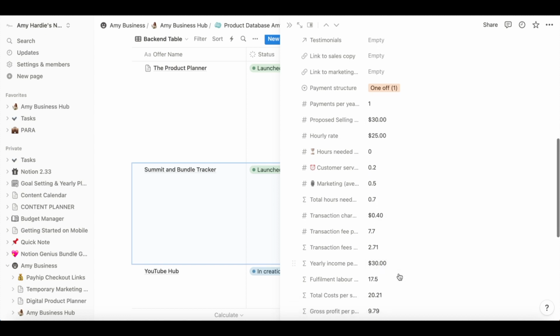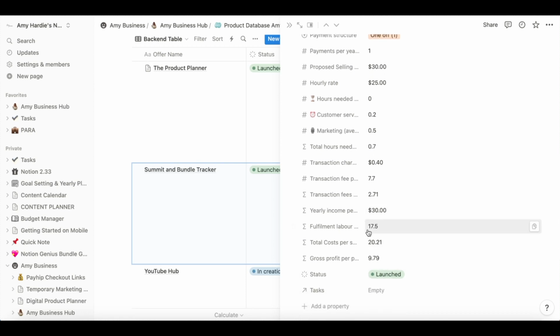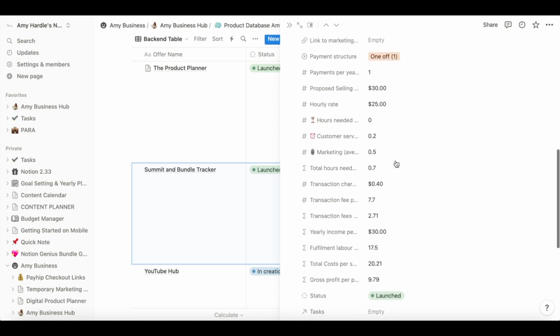Then we've got, so this works out what my transaction fees would be based on my proposed selling price. And so if I sold to one client, my income for the year for that client would be $30. It would cost me $17.50 for labour costs. My total cost including transaction fees is $20.21, and I would have gross profit of $9.79. So it just means I can play around with pricing and check I'm happy with my selling price and make sure I'm also remembering to pay myself.